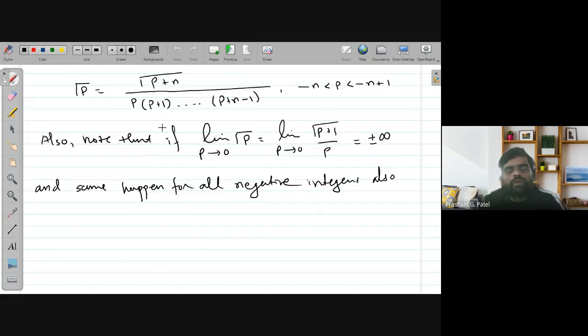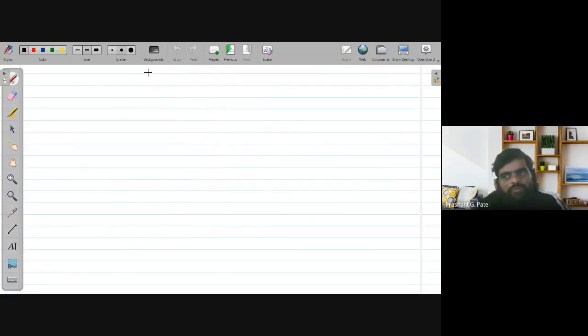So for n belongs to N, the limit of p tends to minus n, gamma p will be plus or minus infinity. This is the thing we got. So the extended definition of this gamma function is defined like this.